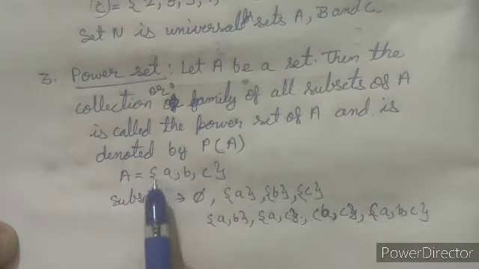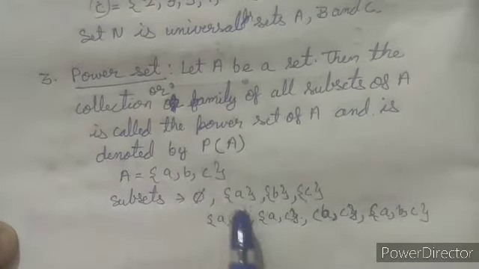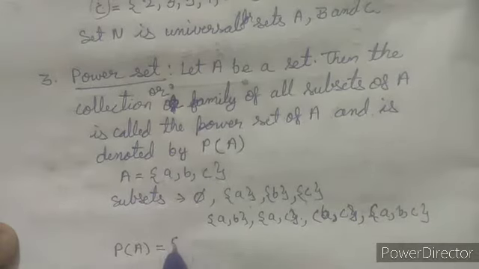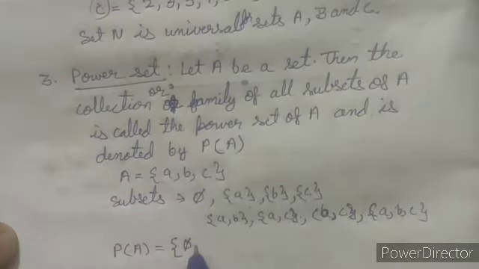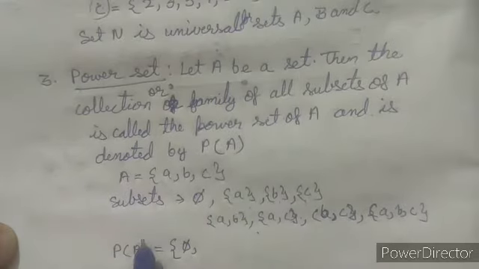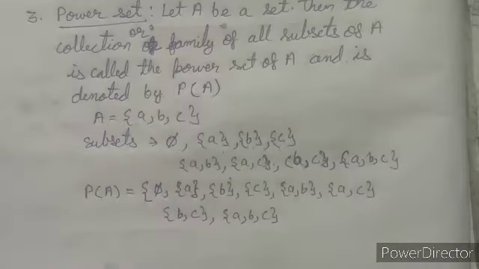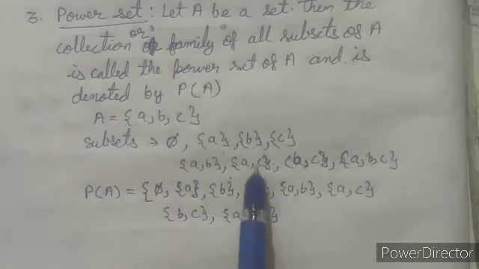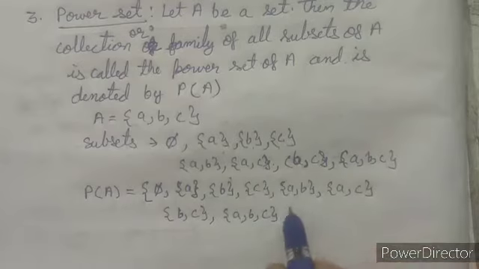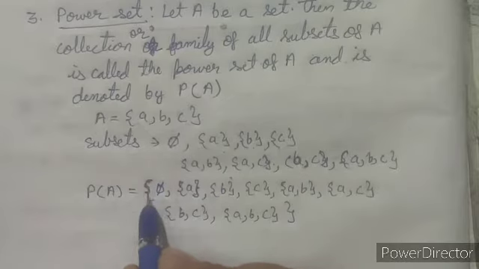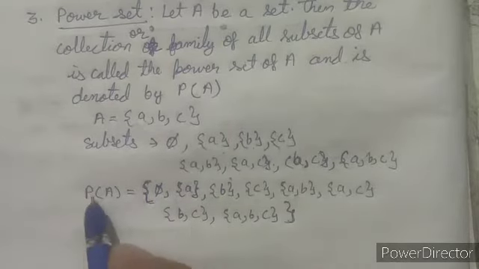Now these are the subsets of set A which has A, B and C as its elements. Now the power set of A will be the set of all the subsets of a set. That means the subsets of set A will be the elements of power set A. That means power set A will be the set of null set, {A}, {B}, {C}, {A, B}, {A, C}, {B, C} and {A, B, C}, all these sets.